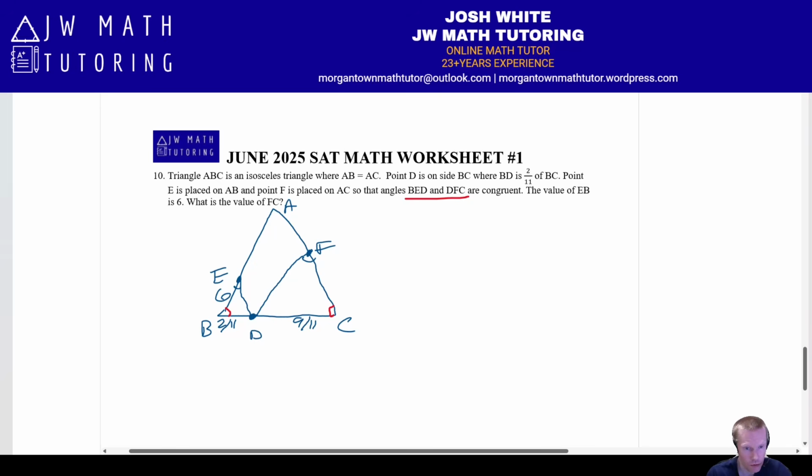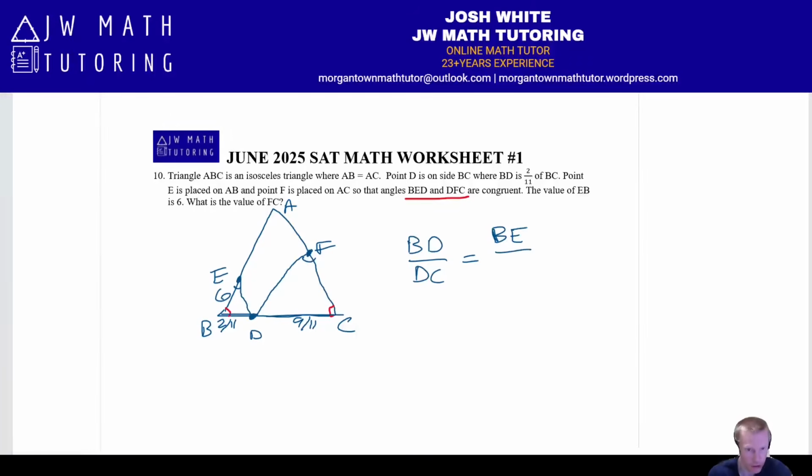And essentially what's going to happen is you have BD to DC, like this to this. That ratio is going to be equal to the ratio of BE, or EB, either way, to FC. So now with these, even though it's 2/11 and 9/11, you can actually simplify them. The ratio of one side to the other is really going to be 2 to 9. So you could put 2/11 over 9/11, but the 11s will cancel out, and it's really just going to be 2 to 9 for BD to DC.